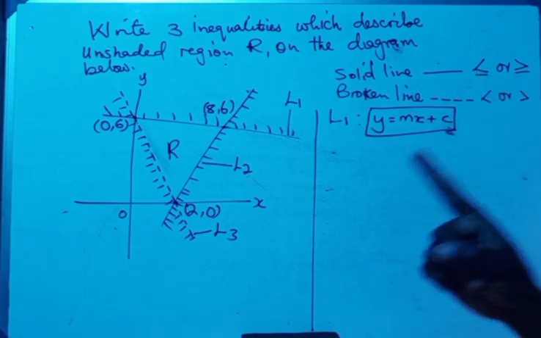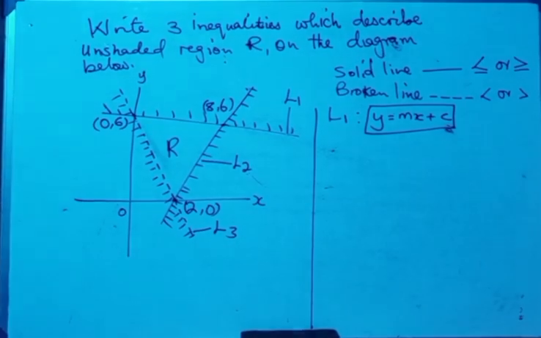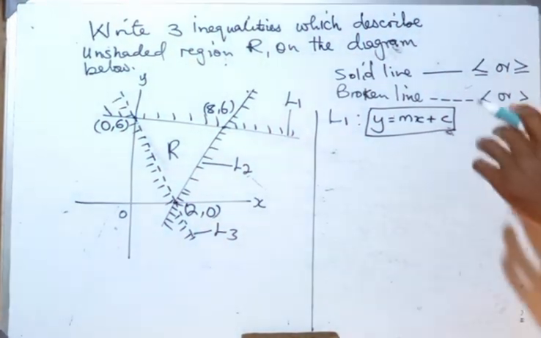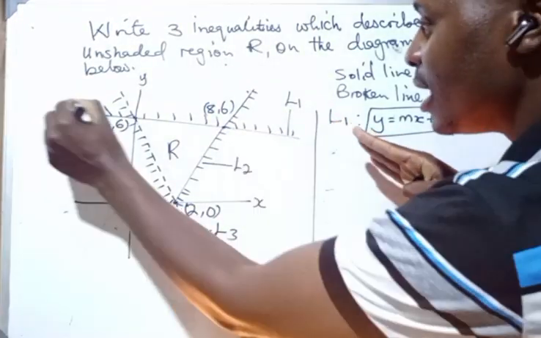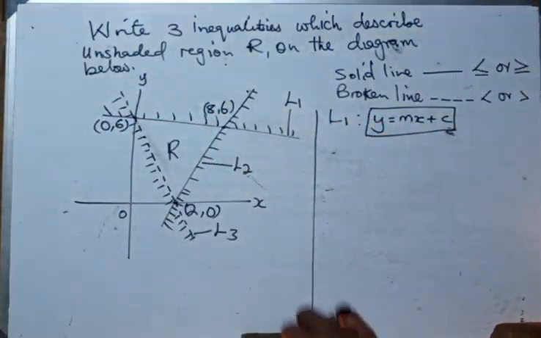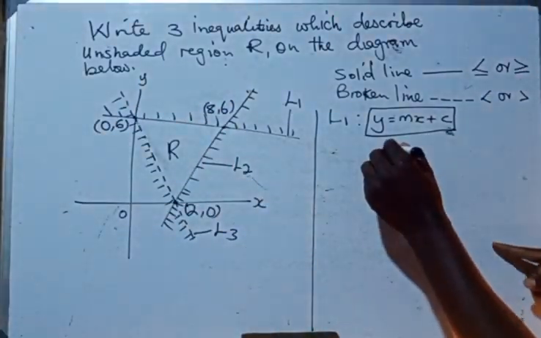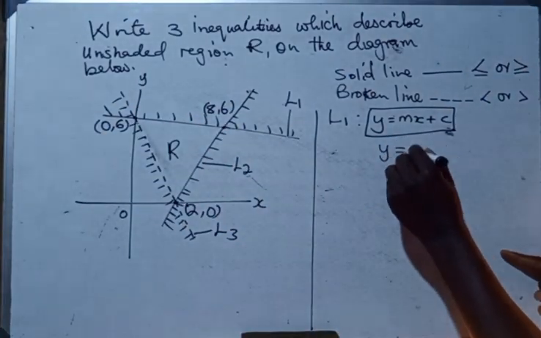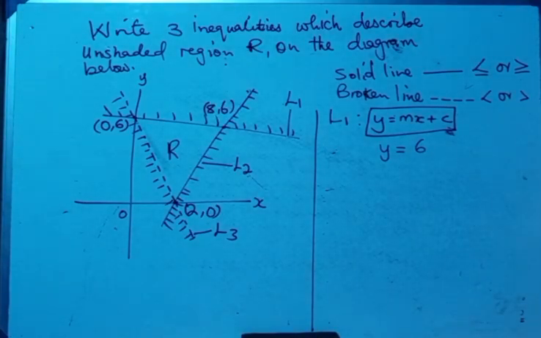Now, what is the y-intercept? The y-intercept is the point where the line crosses the y-axis. Now, this line, where is it crossing the y-axis? It is crossing the y-axis at this point. So, we just say y is equal to 6.